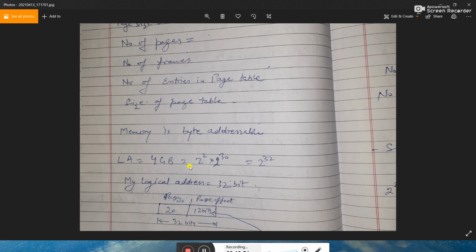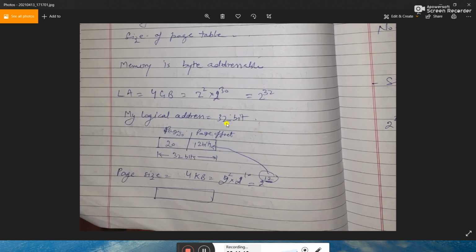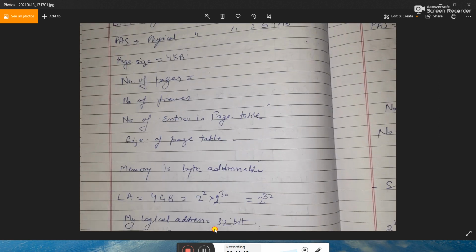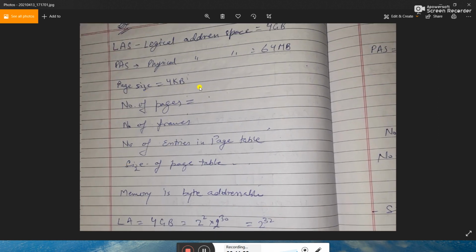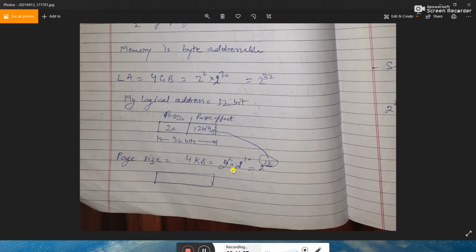Our logical address space is 4 gigabytes. So this 4 will be converted into 2 raised to power 2, and GB is converted into 2 raised to power 30. So the total is 2 raised to power 32. So my logical address is of 32 bits. Now how will I come to know how many offset bits are required? My page size is 4 kilobytes, and 4 kilobytes I can convert into 2 raised to power 12. So 12 bits are required for the page offset.